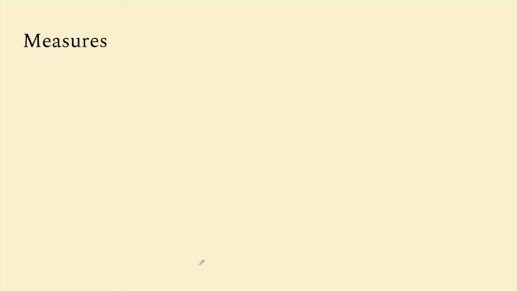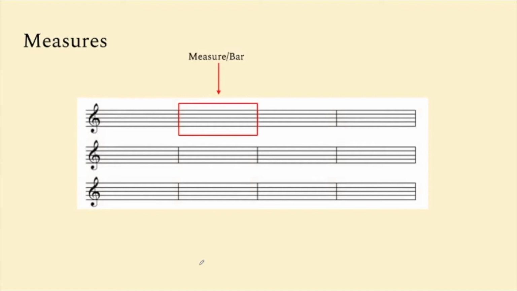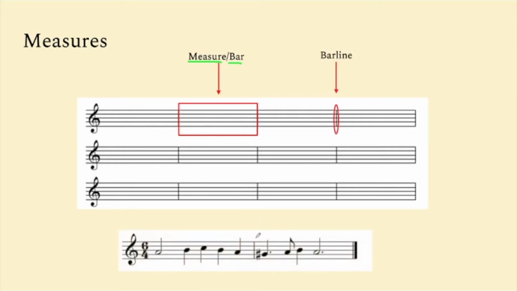Music is divided into measures. We can think of a measure as a container that holds beats. It is a section of music that contains a specific number of beats. Measures can also be called bars. If we look over here, this red boxed area is called a measure. In music, measures and bars are separated by vertical lines called bar lines. Here's an example of two measures in a piece. And this is the bar line over here that is separating the first measure from the second measure.